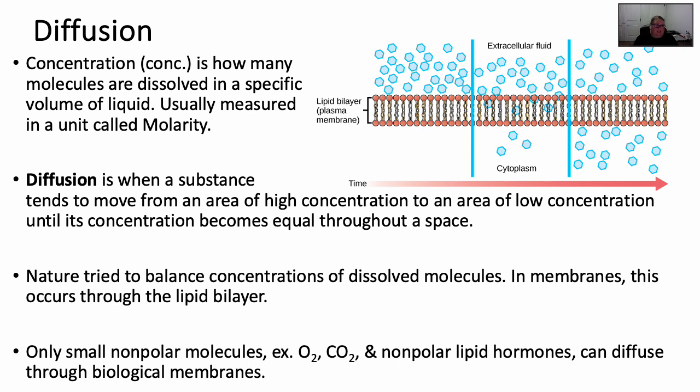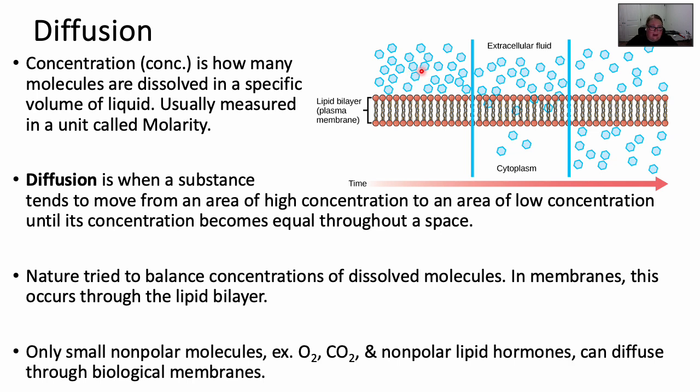So we're looking for these concentration gradients, a difference in concentration. Diffusion itself is defined as when a substance tends to move from an area of high concentration to an area of low concentration until the concentration of that solute becomes equal throughout a space. If we look at our graphic here, we have a concentration difference. We have a gradient.